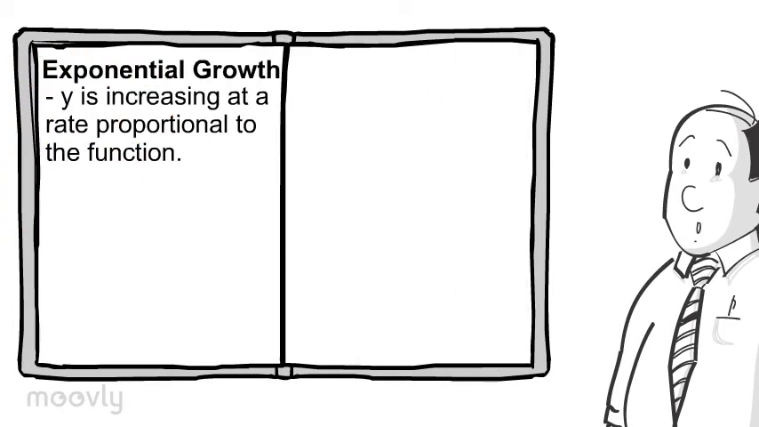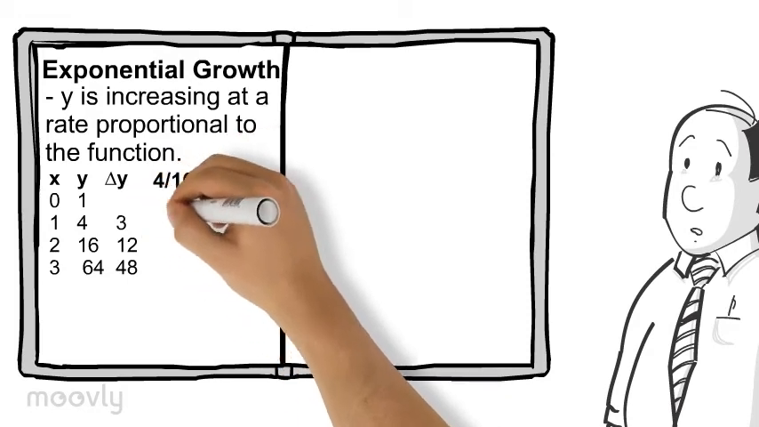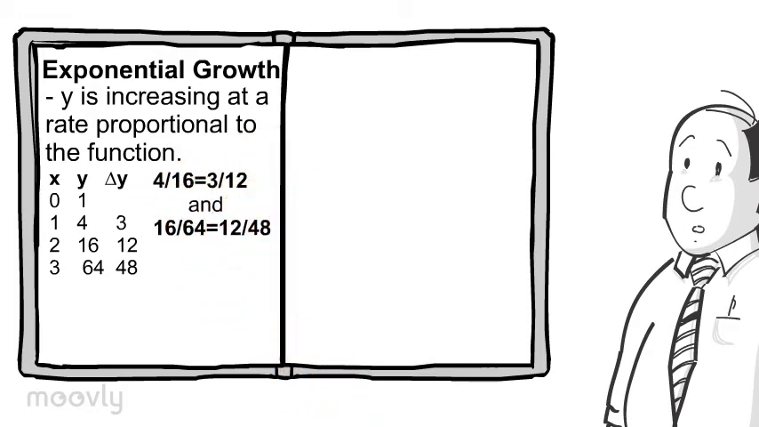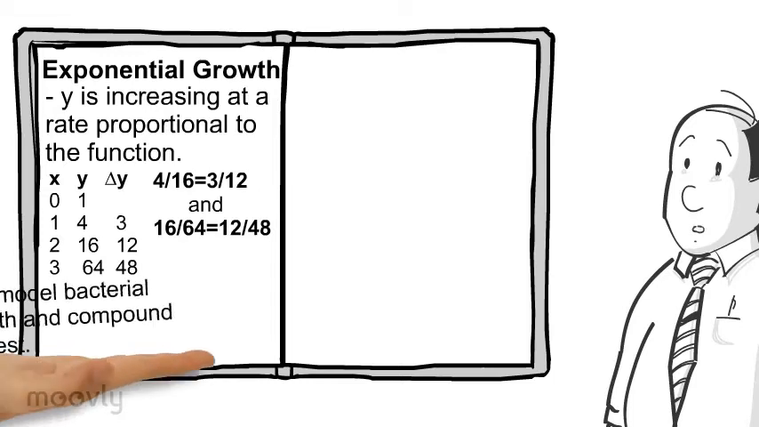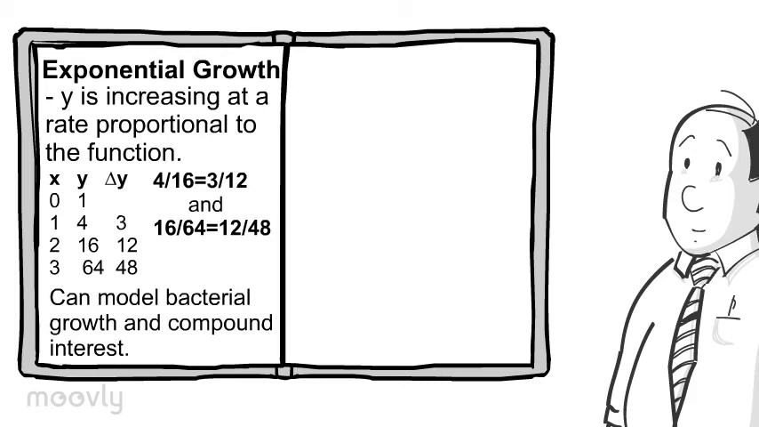Exponential growth is a type of exponential function with finite differences increasing at a rate proportional to the function. This table of values shows you the relationship between the change in y-values and the y-values themselves. You can see that the ratio of the difference in y-values is equal to the ratio of the y-values. For example, 4 over 16 is 3 over 12, and 16 over 64 is equal to 12 over 48. Exponential growth can be used to model the growth of bacteria as well as compound interest.